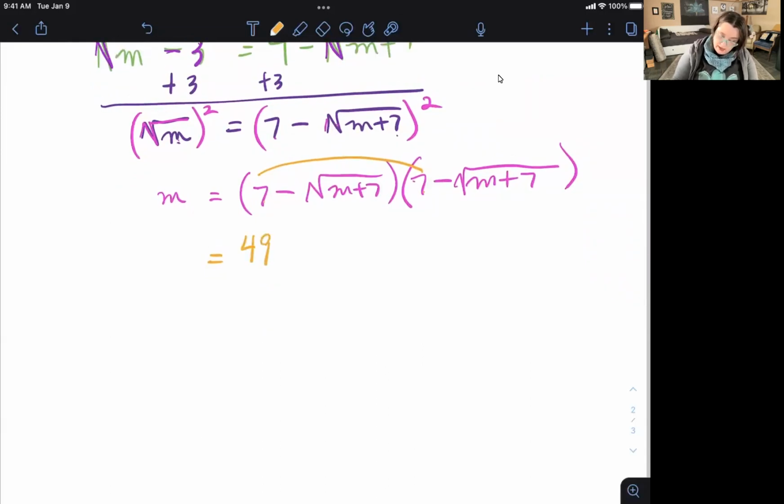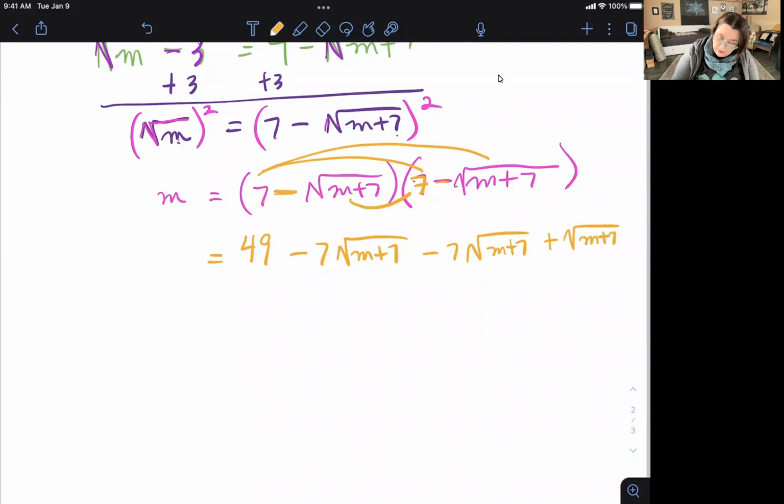And then from here, you would have -7 times the square root of m plus 7. And then another one of them, because you have this negative sign here. Negative times a positive 7. You can see that the inside is going to be another -7 square root of m plus 7. And then in the end, you have a negative times a negative. That's a positive, and a square root of m plus 7 times itself.